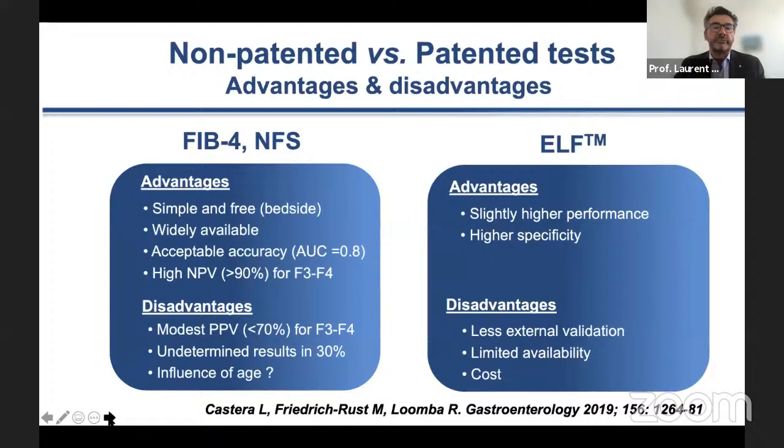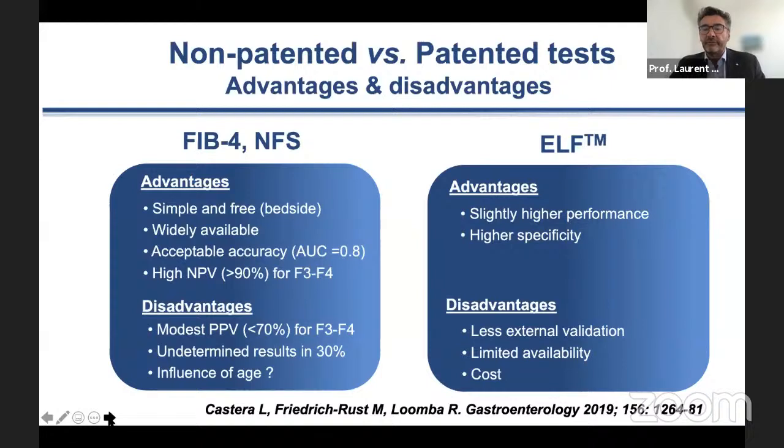So this slide briefly summarizes the respective advantages and disadvantages of patented and non-patented tests. FIB4 and NFS are simple and free, can be performed at bedside or in the outpatient clinic, and are widely available, with acceptable accuracy and high negative predictive value for the lower cutoff, more than 90% for advanced fibrosis, whereas they have modest positive predictive value for the upper cutoff, less than 70%. There are undetermined results in around 30% of cases, and age should also be taken into account, especially for FIB4, and the upper cutoff should be adapted.